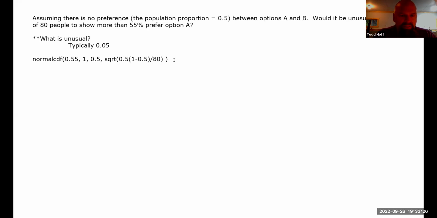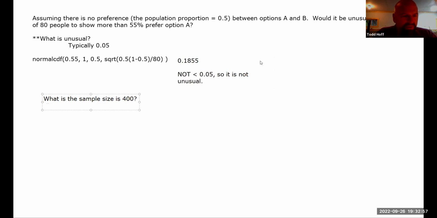So that probability, 0.1855, is not less than 0.05. So it is not unusual. That's because the sample size of 80 was pretty small. What if the sample size is 400? This might make a big difference.